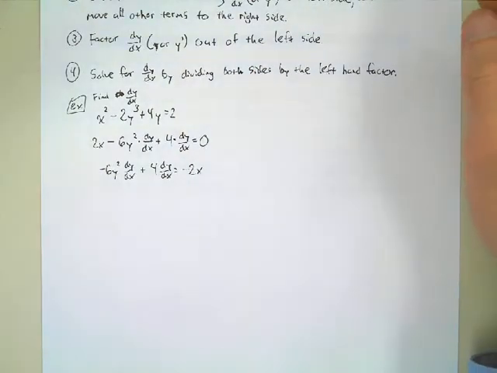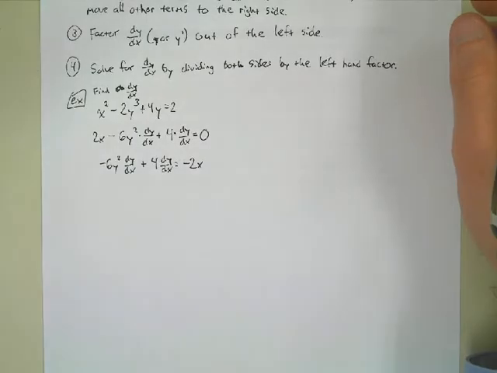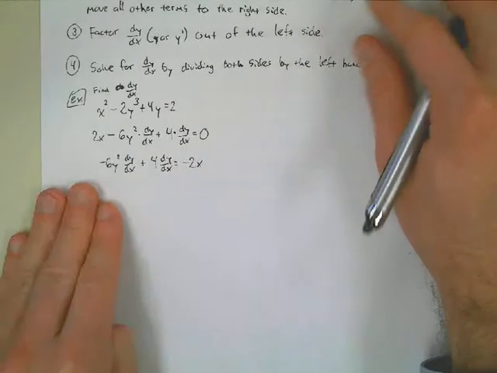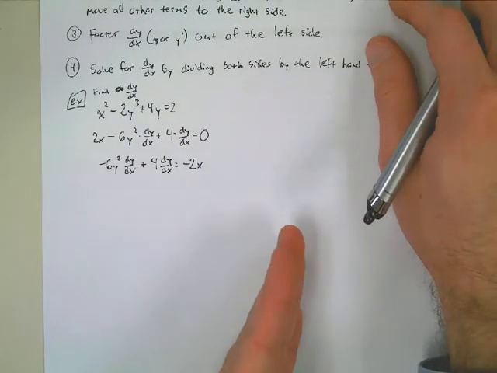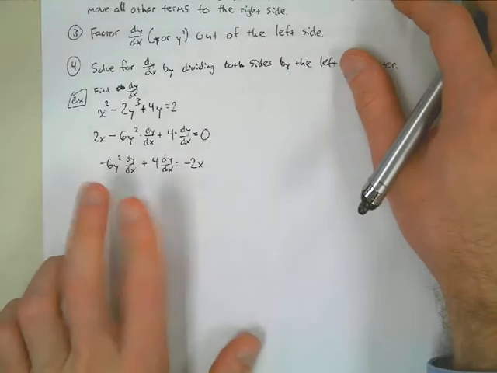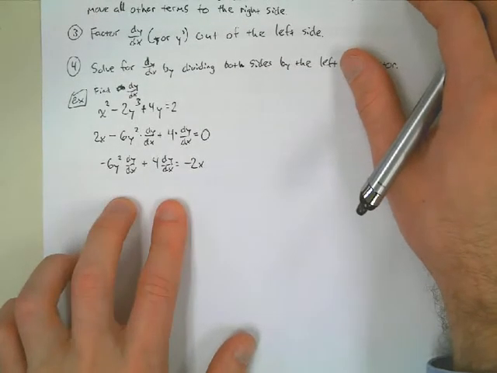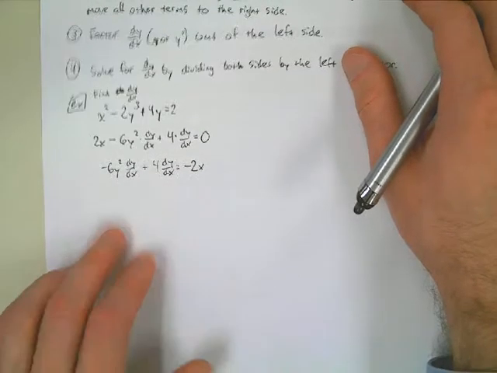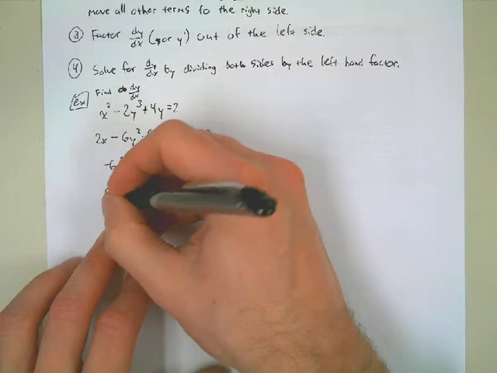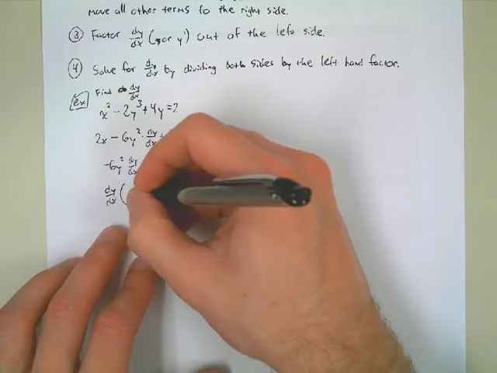Okay, so check. We've collected all our dy dx terms to the left side, all of our non-dy dx terms to the right side, and now what should I do to this left-hand side here? Factor out a dy dx, right? Both these terms have a dy dx in common, so I'm going to factor out a dy dx. So we get negative 6y squared plus 4 times the dy dx equals negative 2x.